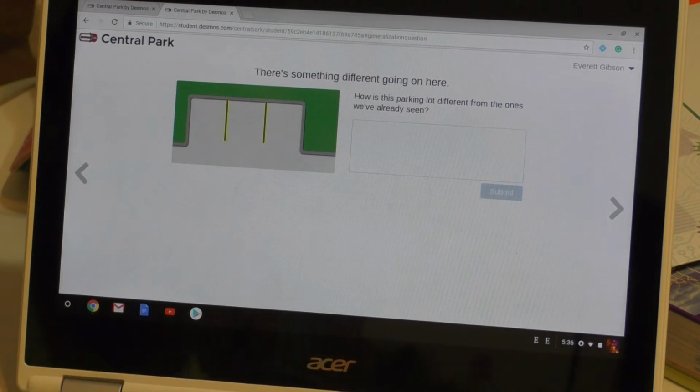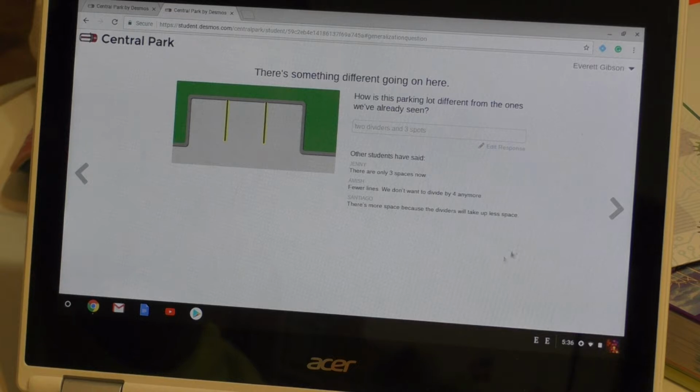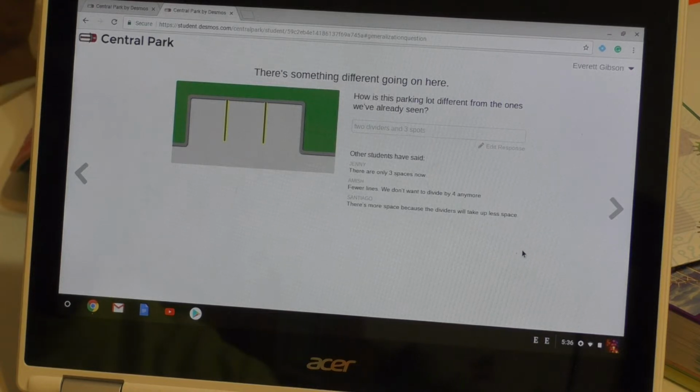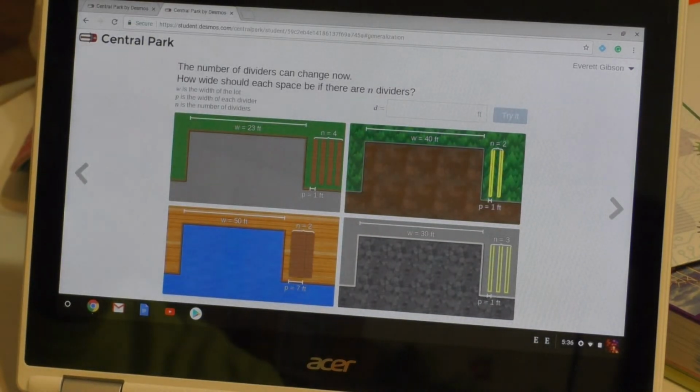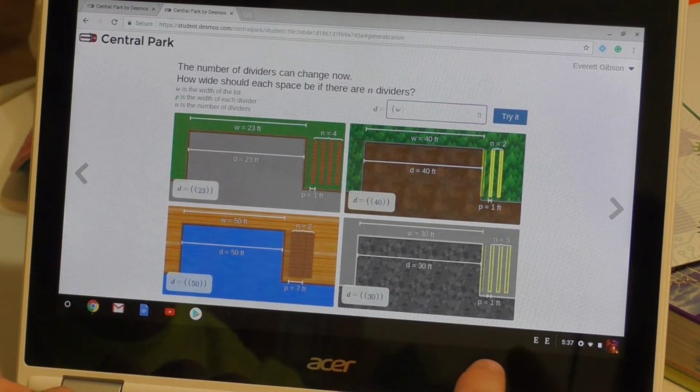Okay. What's different from this one? Well, I'm thinking there's 2 dividers, and subsequently 3 parking spots. Okay, submit that. People said similar things. Wouldn't have to divide by any. Fewer lines. We don't have to divide by 4 anymore. We probably have to divide by 3. Okay. Oh, okay. So they're going to make us make a more robust or more usable formula.